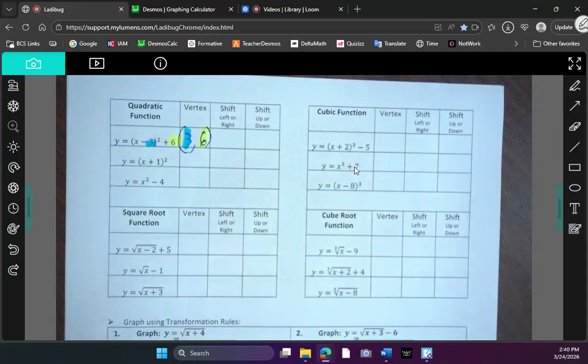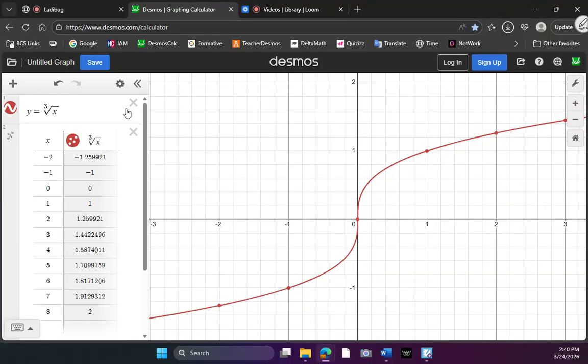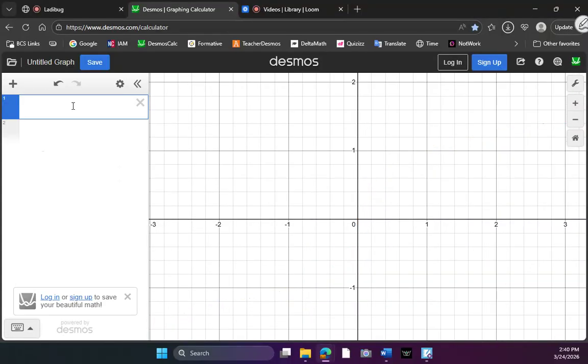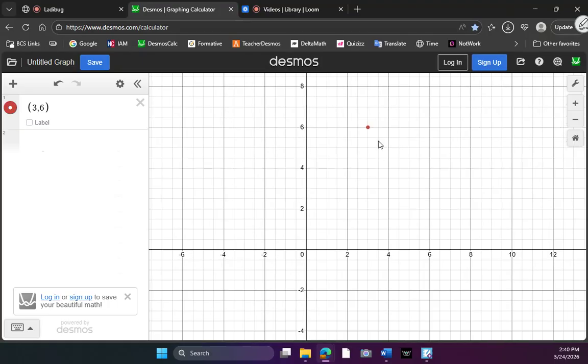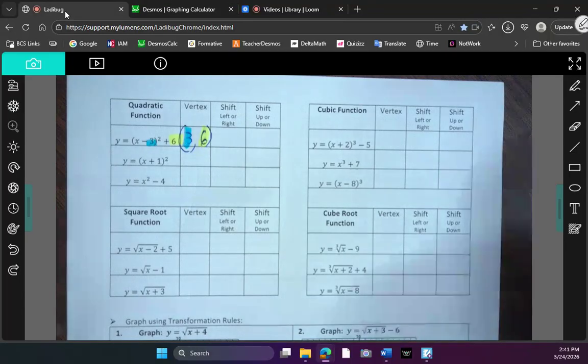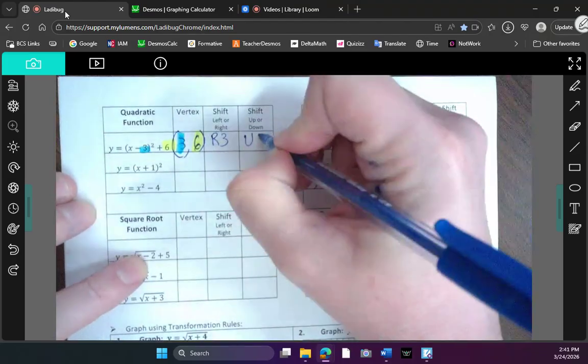If we go back to Desmos for a second, and we were to plot the point 3, 6, you can see to get to that point, we had to go right 3 and up 6. So that's what your shift is. We are going to go right 3 and up 6.